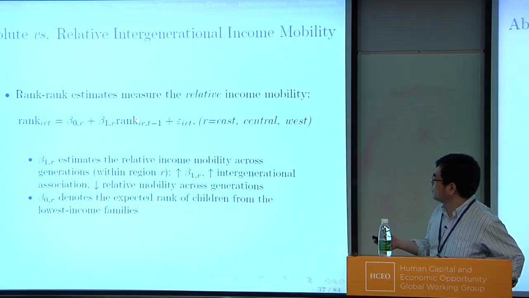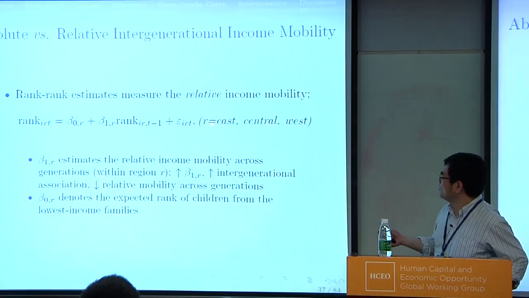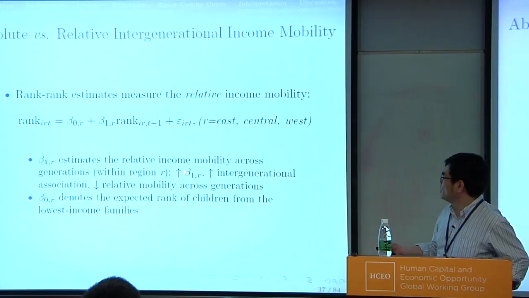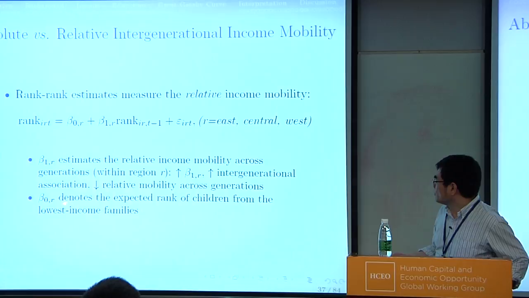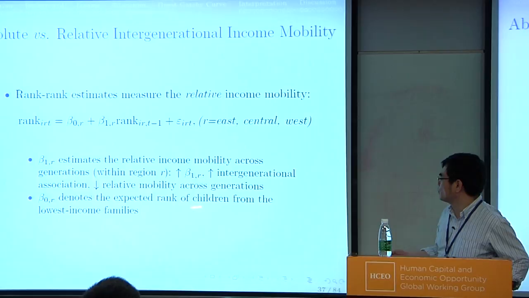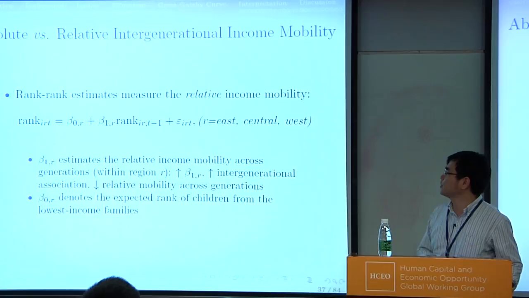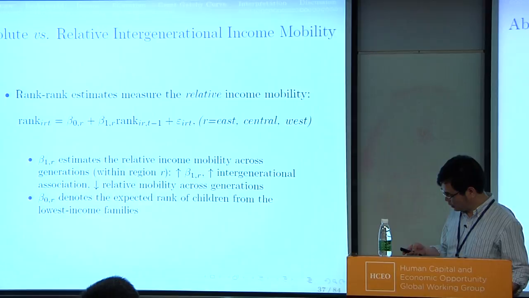So if we divide by region, for example, east, central, and west, beta 1R here estimates relative income mobility across generations within region R. For example, if beta 1 goes up, it means intergenerational association goes up, implying relative mobility across generations declines. Now, beta 0R here denotes the expected rank of children from the lowest income family. So if you set the parental rank to zero, then this is a constant. In the literature this is called relative income mobility, although I think this notion may not be well defined. But anyway, that's what they call it.